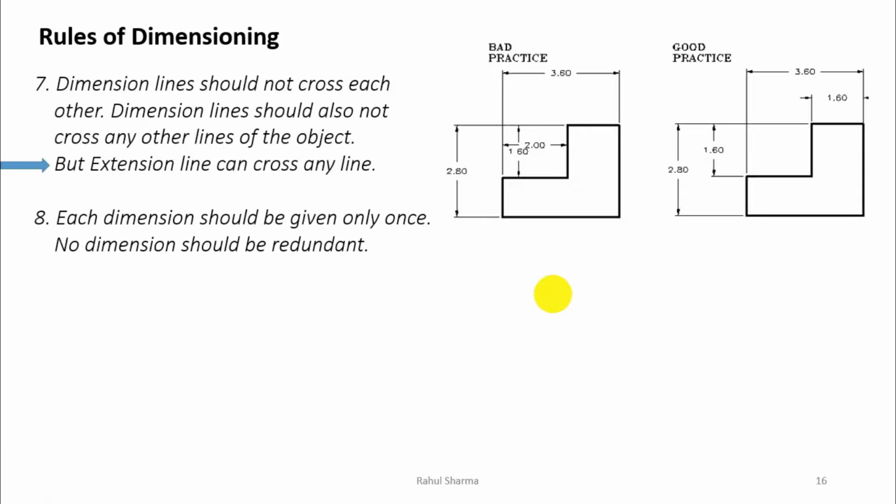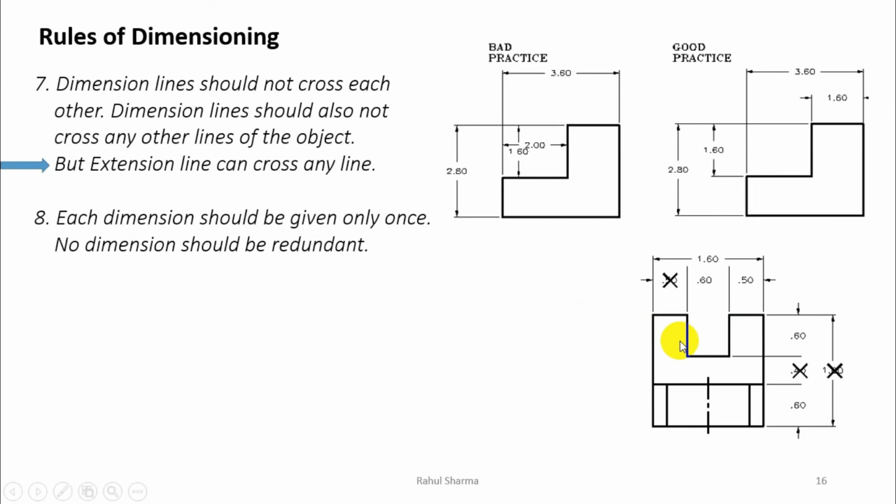Now the eighth point: we have to give a dimension once only. It should not be repeated in the diagram. In this, you can see we are giving the dimensions 0.6, 0.4 and 0.6, and the sum of these is 1.6. So we are giving an unnecessary dimension here, and we have to avoid that. If we can calculate the dimension, there is no need to give it. Either you can give 1.6 or you can give the three values for each part.